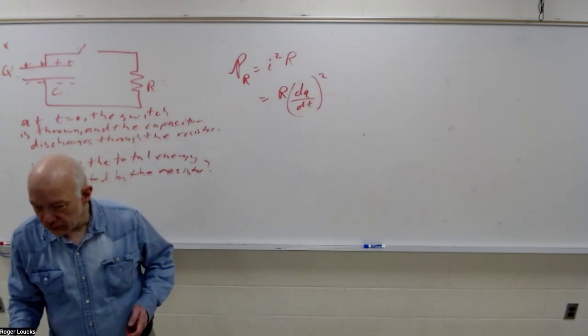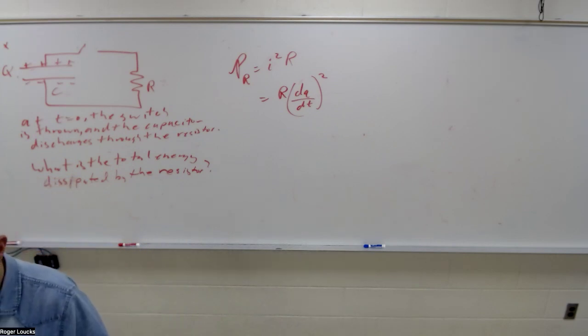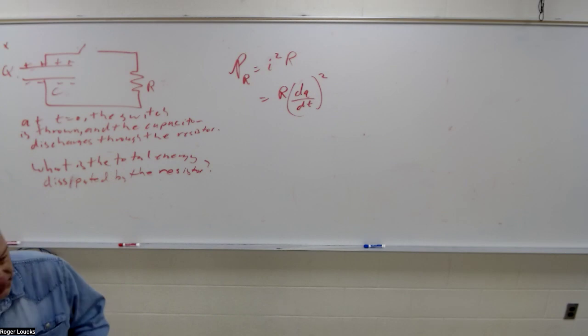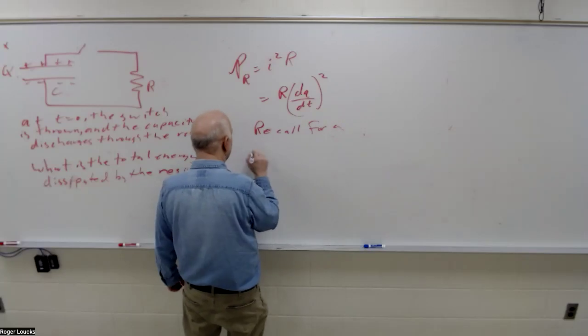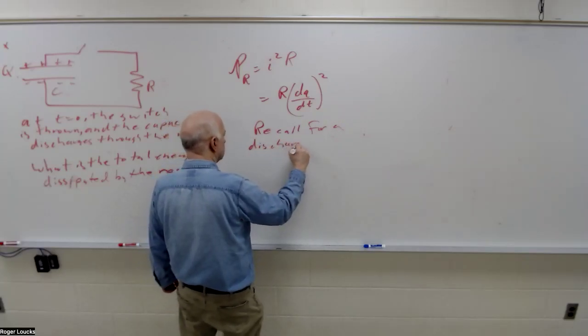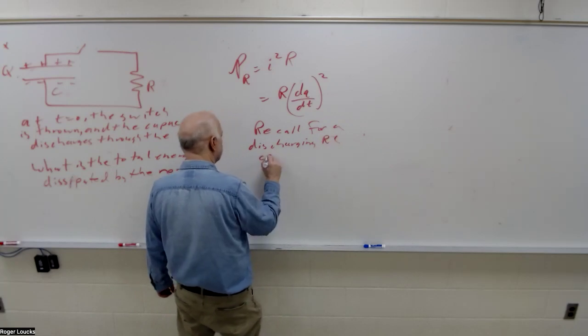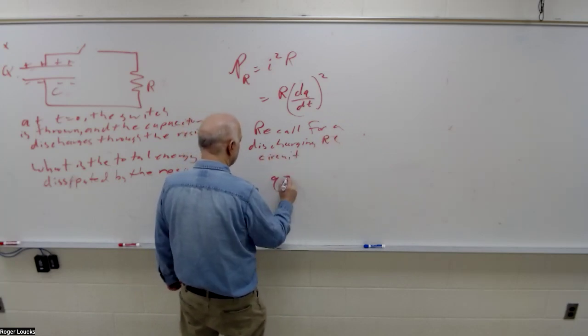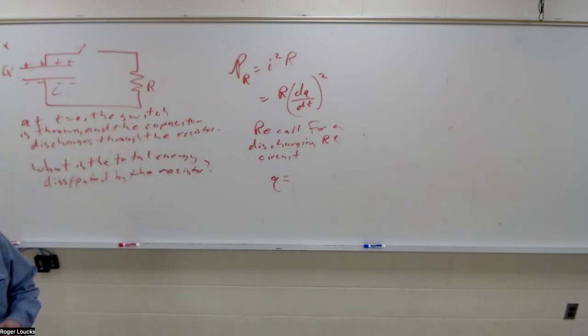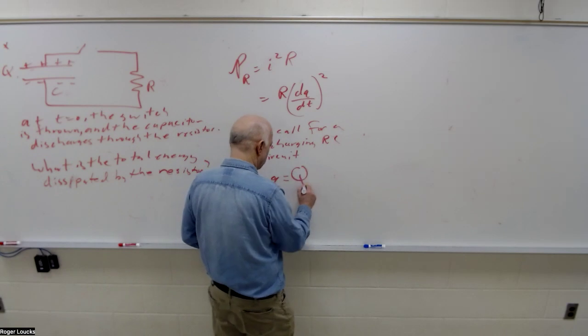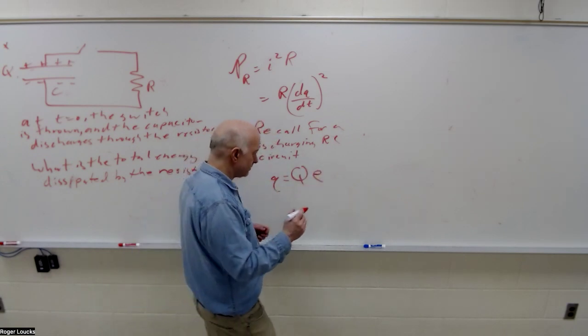Do I know anything about Q for a discharging RC circuit? Perhaps you even used it in lab yesterday. Recall, for a discharging RC circuit, Q is what? Use an RC in it. Okay, so it's Q, the total charge, e to the minus t over RC.